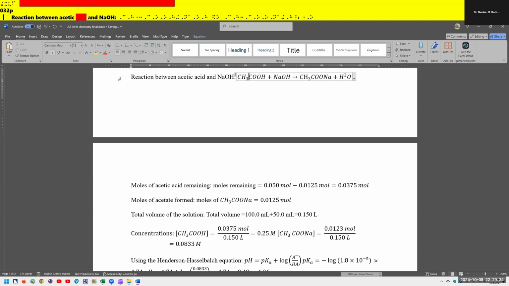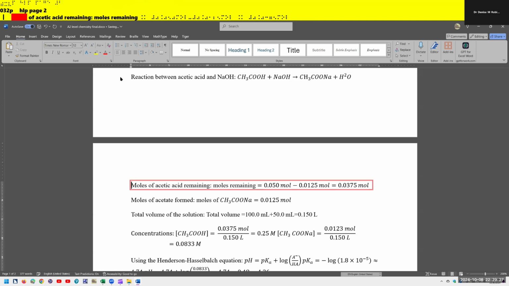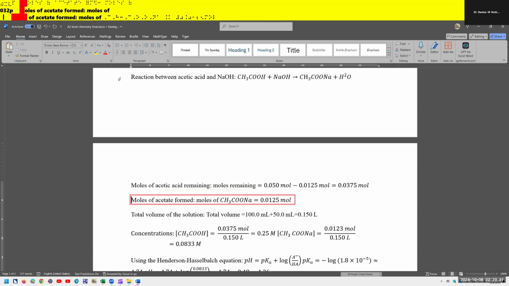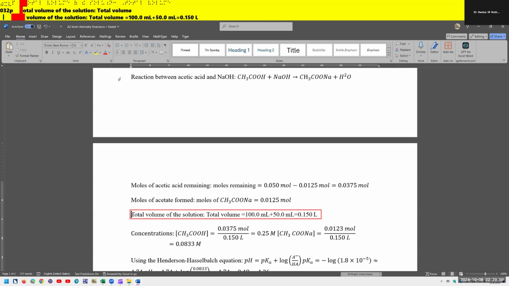Let's control down arrow to our next one. Page 2. Moles of acetic acid remaining. Moles remaining math content is equal to 0.050 mol minus 0.0125 mol is equal to 0.0375 mol. Okay, very easy math. We don't need to do that one. Control down arrow. Moles of acetate formed. Moles of math content cap C cap H sub 3 COONa is equal to 0.0125 mol. Once again, very easy math. Control down arrow. Total volume of the solution. Total volume equals 100.0 mL plus 50.0 mL equals 0.150 L. Okay, so nothing different there either.